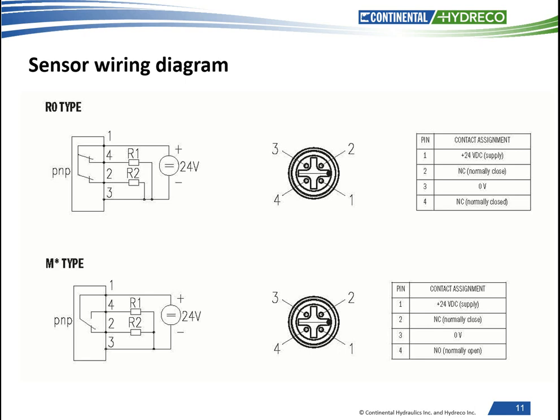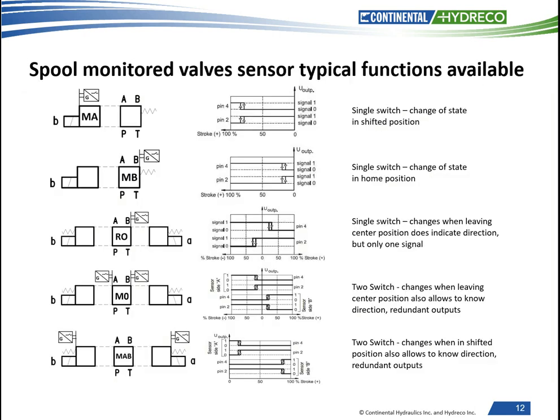The M-type switches are commonly used on a single solenoid valve. Like the above, as the spool leaves or enters the neutral position, the switch will change state. The normally open and/or the normally closed switch signals can be used by the control system.